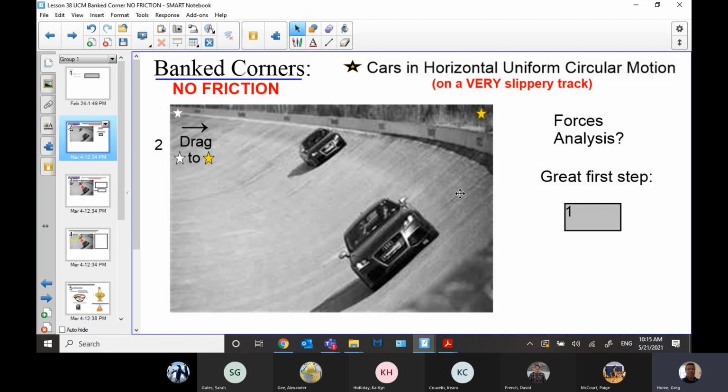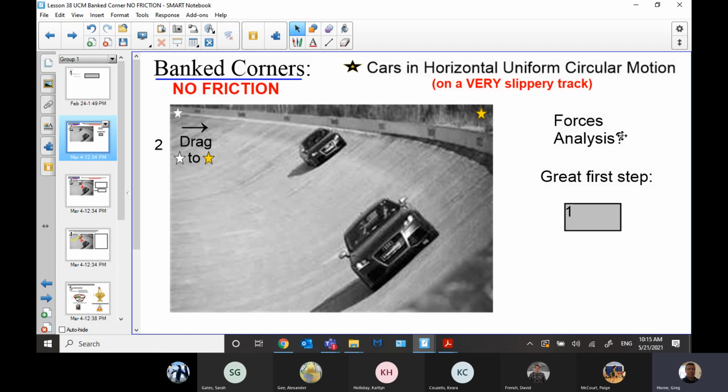The bank of the road is helping you turn that corner. It's helping provide that force towards the center in order to have uniform circular motion, right? And so we're going to look at a special case where there's no friction. So picture a really, really slippery track, like a freezing rain day, where you're going to coast around a banked corner on a highway, and the bank in the corner helps you turn, because certainly the traction is not going to help you turn because it's so slippery.